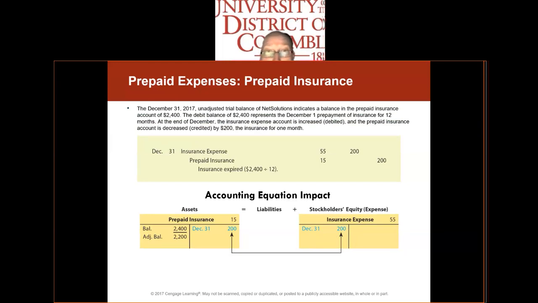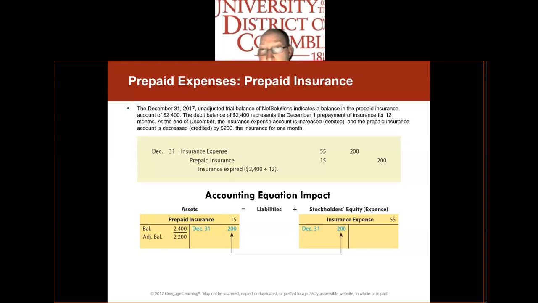Prepaid insurance, very similar. Under the year, I used, obviously, some of my insurance. So we had a balance of 2,400 for prepaid insurance. We had a debit balance, 2,400 represents how much I prepaid on December 1 for the next year. For the month of December, of course, I consumed that month of insurance. So to figure out how much I consumed, I take the full amount that I prepaid, the 2,400, divided by 12 months to figure out how much you would consume per month.